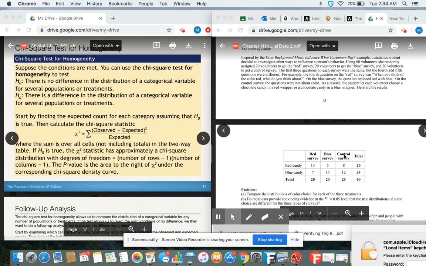Hey, good morning, guys. I'm going to continue today with our chapter 11 notes, just working in the second section here in chapter 11, 11.2.